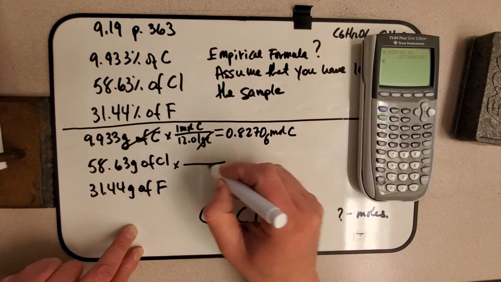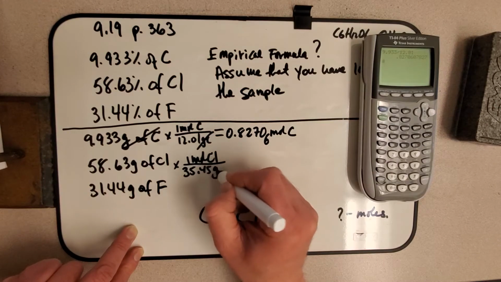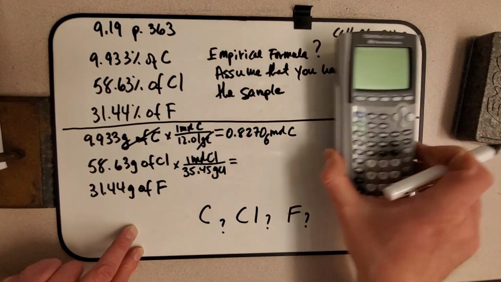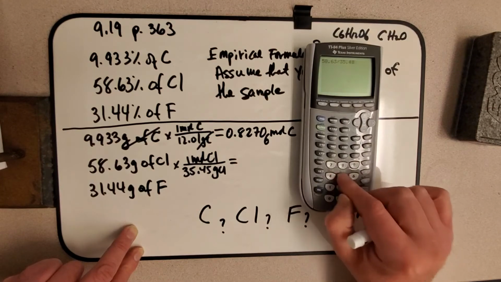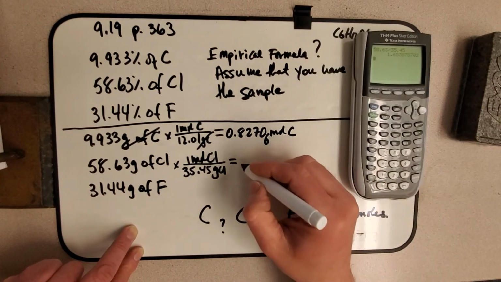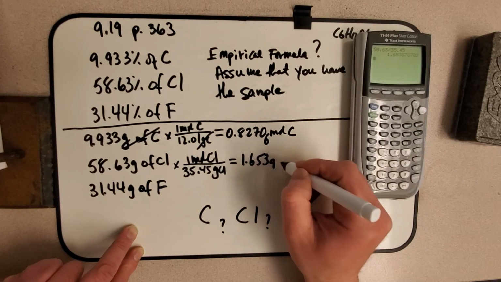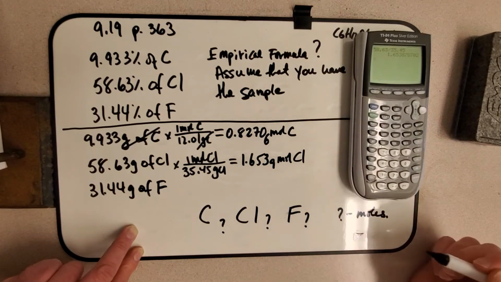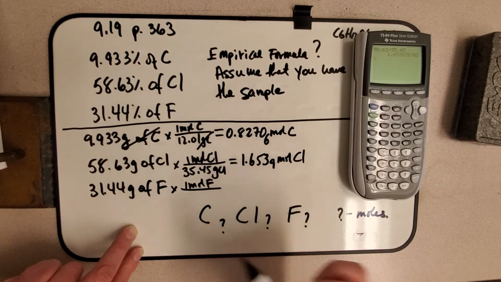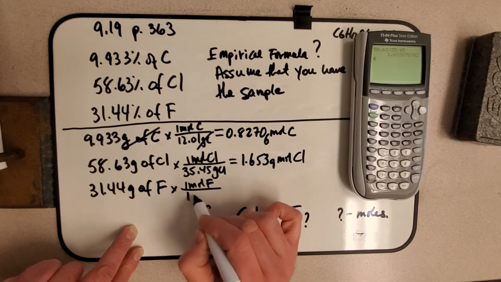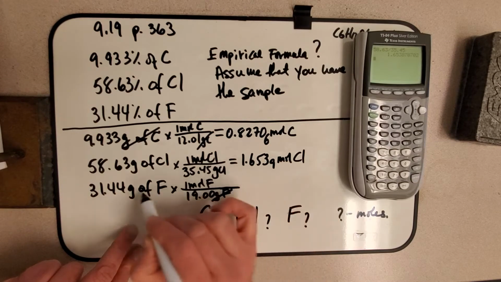Next, I'm going to convert chlorine. The molar mass of chlorine is 35.45, which can easily be found in the periodic table. I do 58.63 divided by 35.45, and I get, again with 4 significant figures, 1.653 moles of chlorine. Okay, great, I'm almost there. The next one, I'm going to do the same exercise and convert grams of fluorine into moles. This one, from memory, I know the molar mass is 19.00 grams.